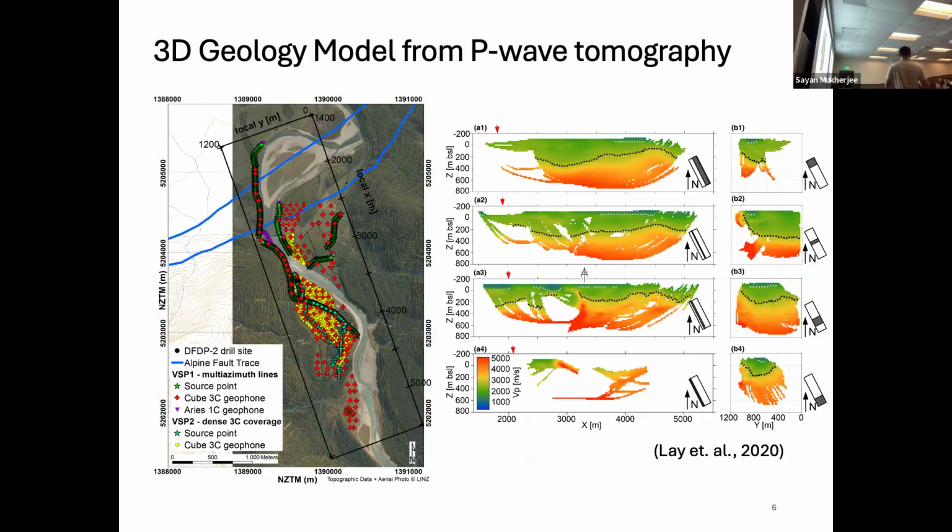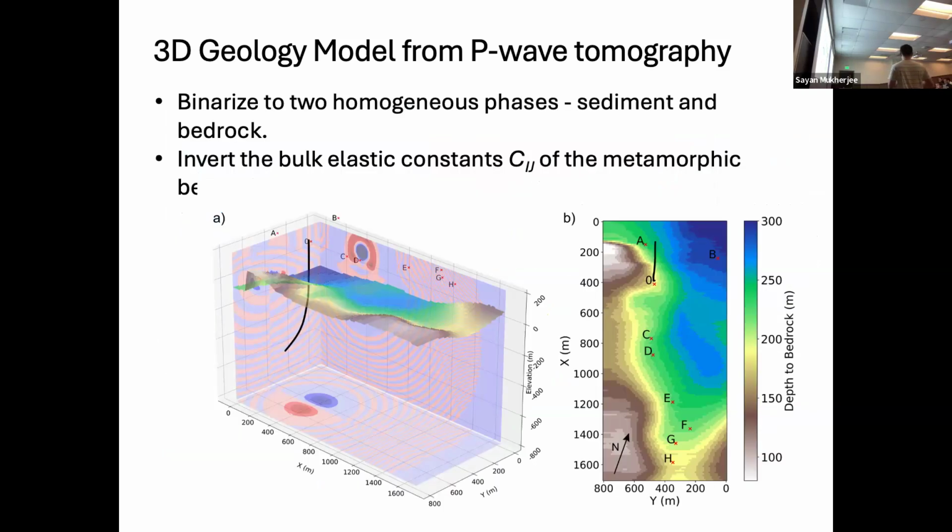So to make this modeling proceed, the first task is to have a 3D geology model, and I have derived that from a previous P-wave tomography. That was done by a colleague also in this project, her name is Vera Lei. She used all these surface observations to get this P-wave tomography. And by setting a certain velocity threshold, we can separate this whole 3D domain into two homogeneous phases, actually. Either it could be sediments or the bedrock.